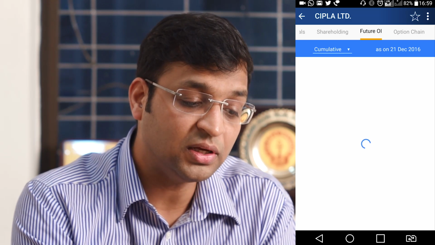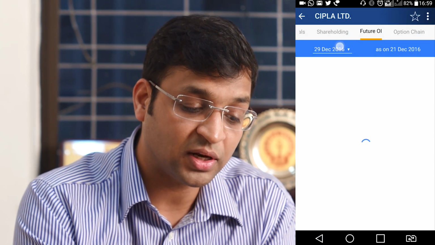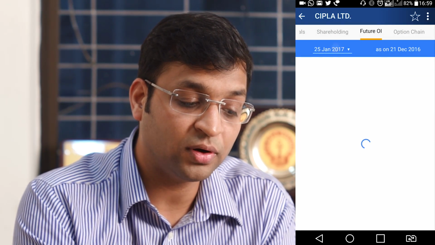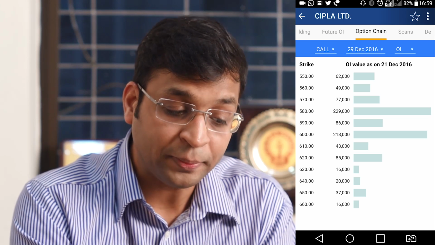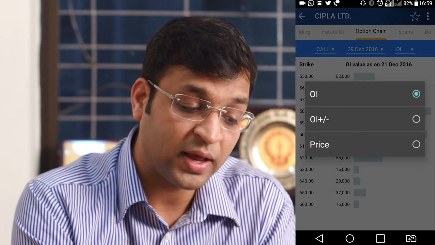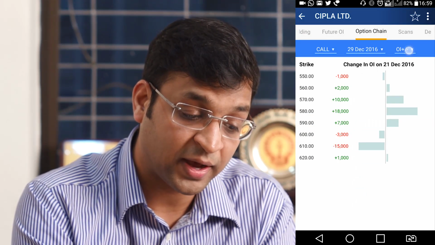Now get inside the derivative trade in the next tab. You see the future open interest. You can see the open interest at an individual expiry level, or you can see the open interest at a cumulative level. Similarly, you can also see the data of options where you can see options OI change, options price.